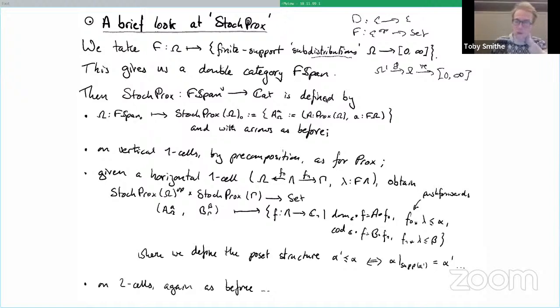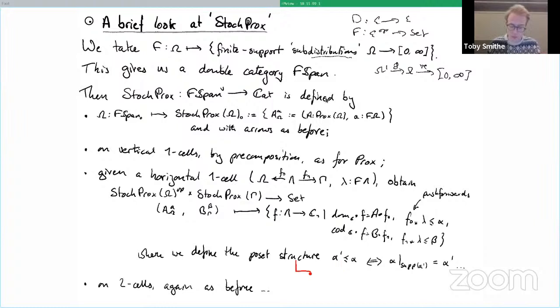And then on the horizontal one cells, I have the same idea of giving a profunctor, but I need to account for this subdistribution data. And to make this work, or at least to be able to get the kind of structures I want from the double Grothendieck deconstruction version of this thing, I need to make these things so that if I push forward the randomness on the apex, it is below, in some sense, the randomness on the objects. Otherwise, I don't know what to do with this randomness.